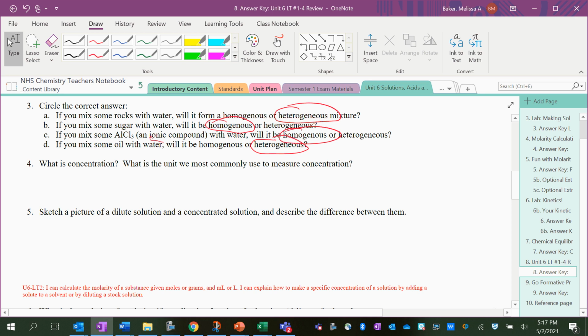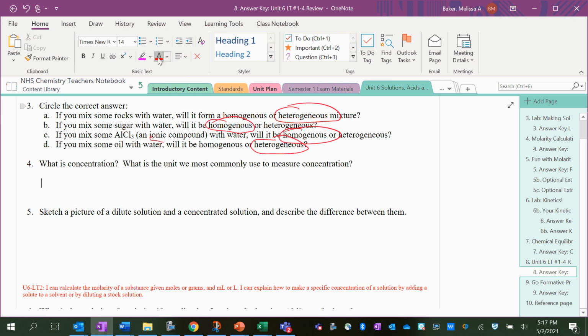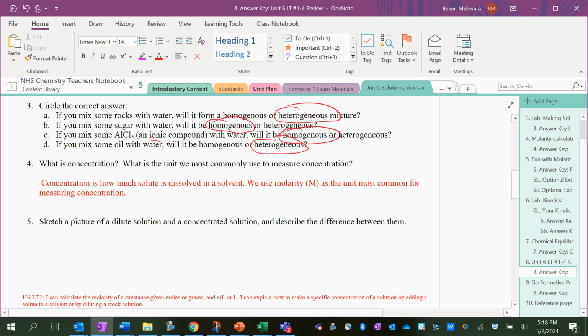Okay. Next, what is concentration? Concentration is how much solute is dissolved in a solvent. We use molarity as the unit most common for measuring concentration. Molarity is the number of moles dissolved per liter of solvent.